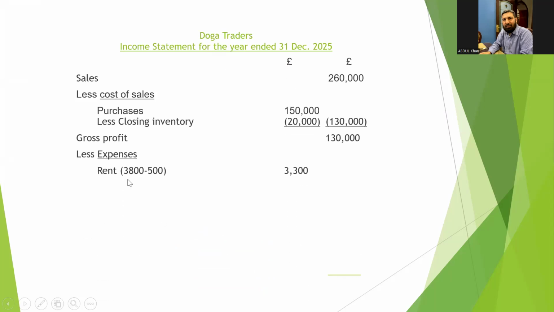So it is 3,000 because the adjustment was here. Prepaid, so you subtract it. And lighting and heating, there was no adjustment, so you will write directly whatever is given there. And then salaries and wages expense was 52,000.